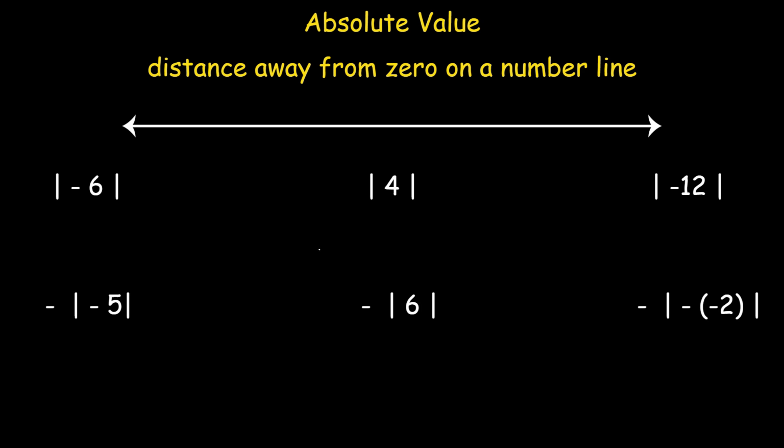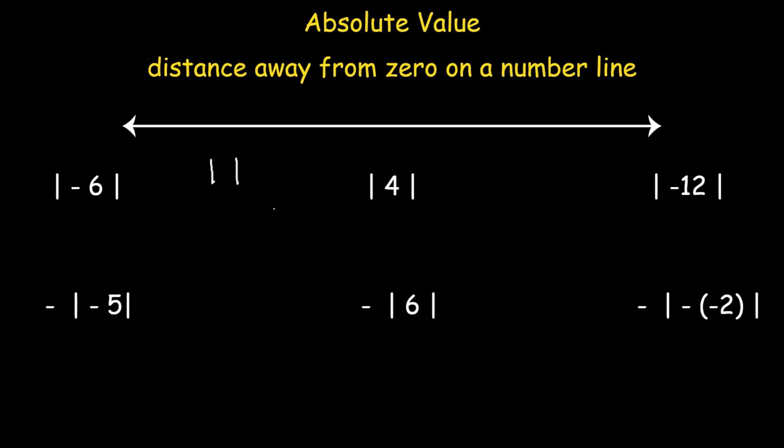In this video, we are going to learn what is absolute value. The absolute value of a number is its distance from zero on the number line. The symbol for absolute value is two vertical bars. So how do we find absolute value?